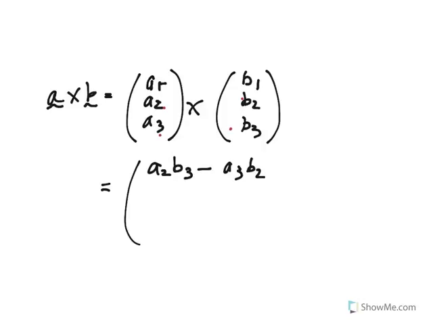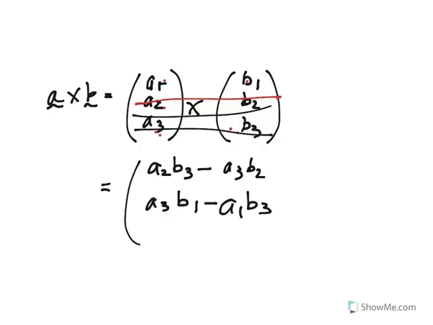For entry 1, we just take away the 1. For entry 2, similarly, we ignore the second row. We look at the negative of A1, B3 and A3, B1. So it's mainly A3, B1, remember this is in reverse order, minus A1, B3. For the third component, we ignore the third one and look at the front two. This is A1, B2 minus A2, B1.